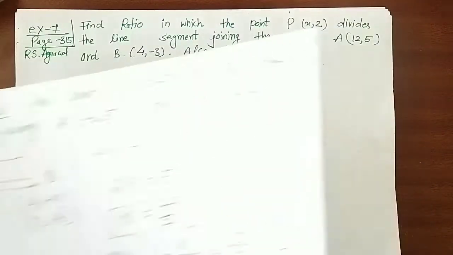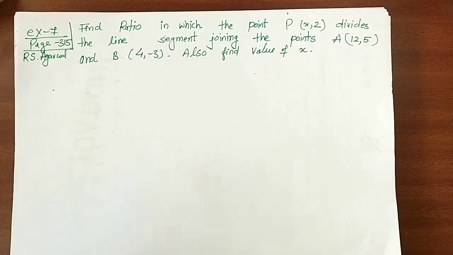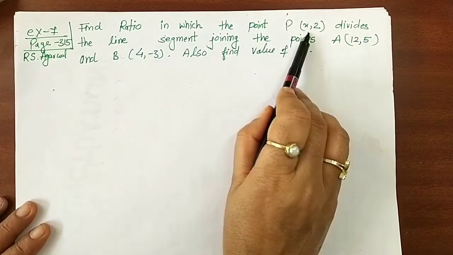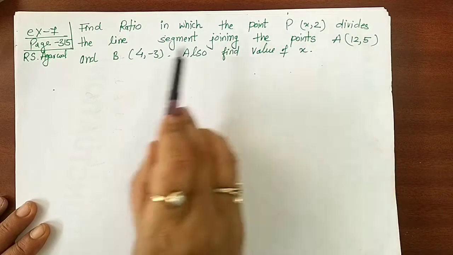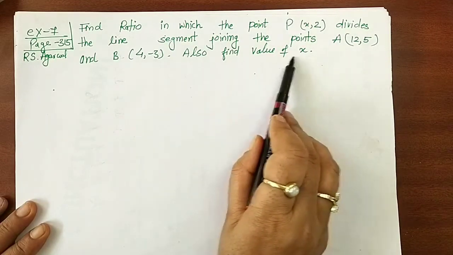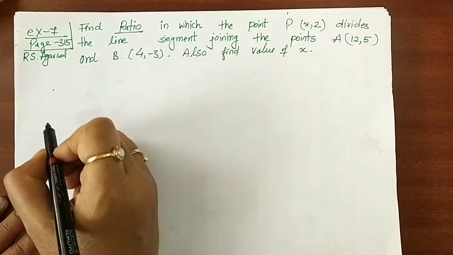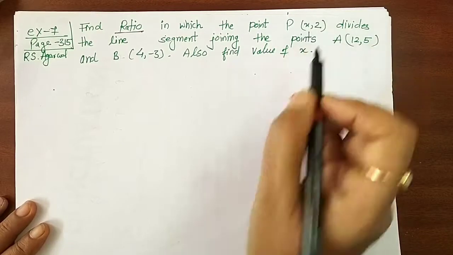Let's see example number 7, guys, which is also pretty simple. You just have to apply the section formula. I will tell you how. Find the ratio in which this point divides the line joining this point, and find the value of x. So they are asking two things. One is the ratio. Second, this is the point, and the x value is unknown.